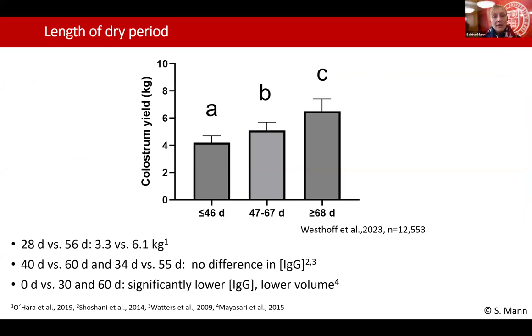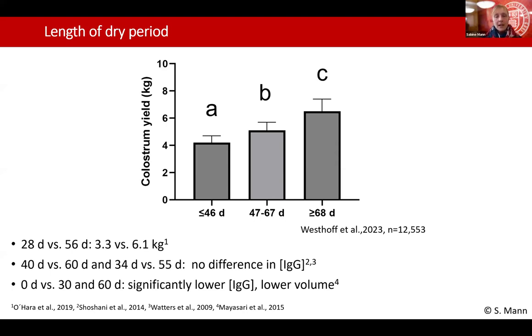What has been shown consistently across the board is that when we alter our targeted dry period, we can alter colostrum yield. And when we go very short in a dry period or there's no dry period, then we also have an effect on colostrum quality. So the longer the dry period is, the more colostrum yield we get. We've seen this in a number of different data sets, and this is pretty consistent.